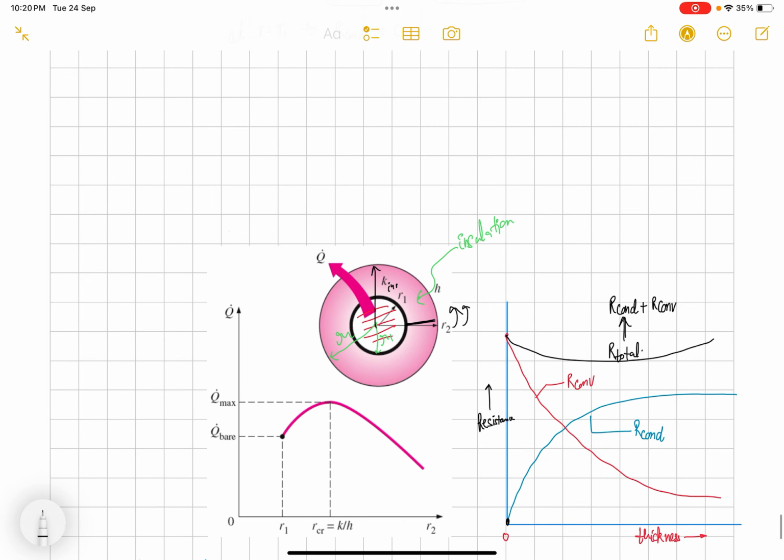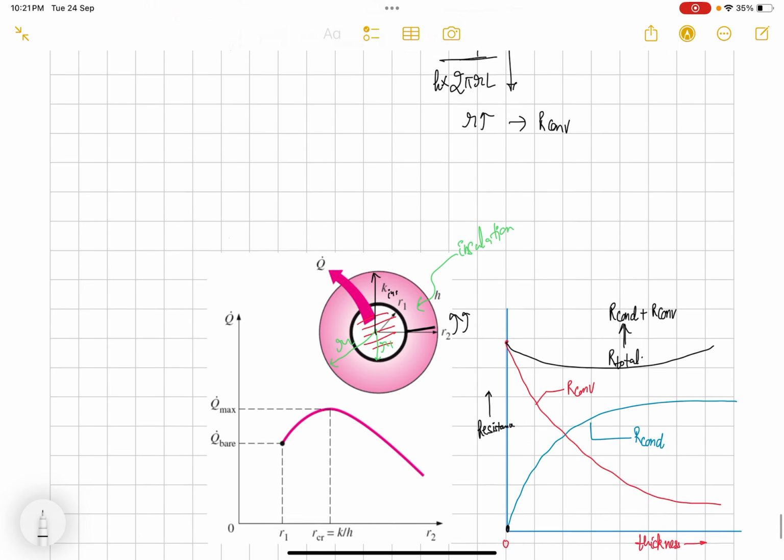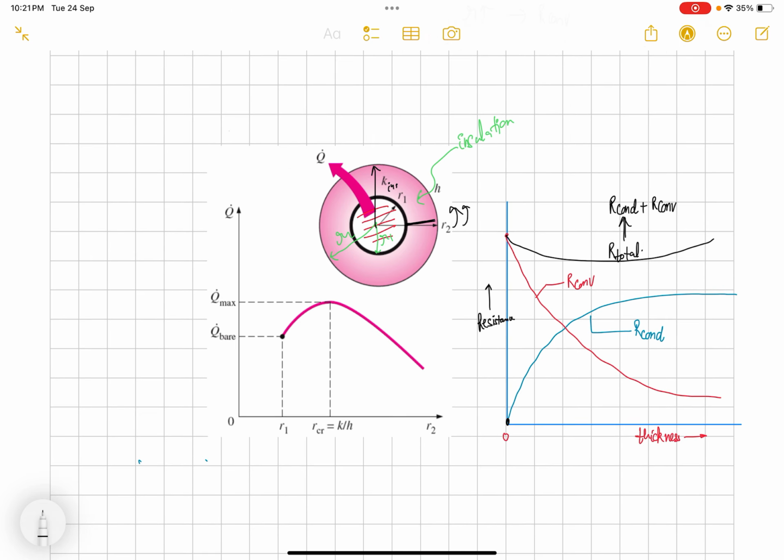But when we start insulating it, the convection resistance is like this: 1 by h times 2 pi rl. So as we keep on increasing r, that is the radius of the insulation, that ratio will decrease. It means convection resistance will decrease. That's why this red color graph is going down, and it is starting from some value.